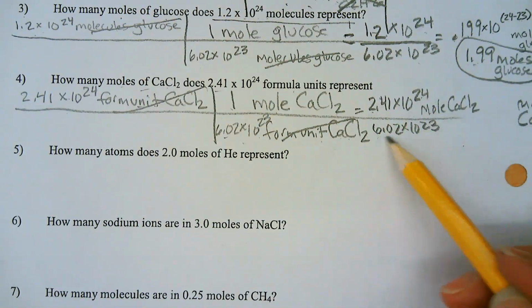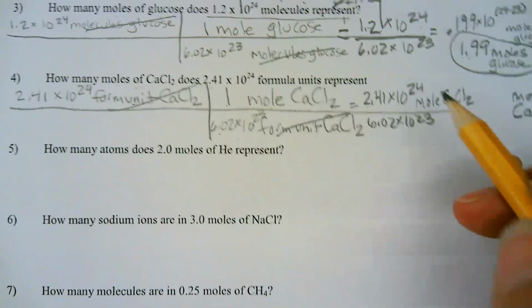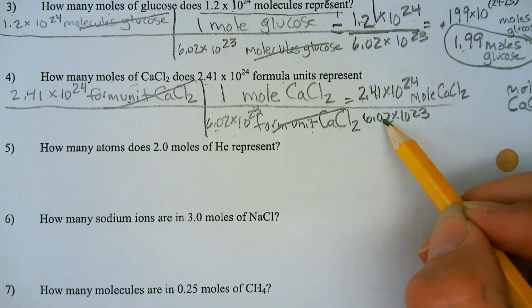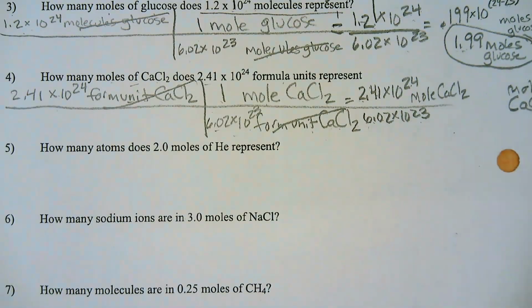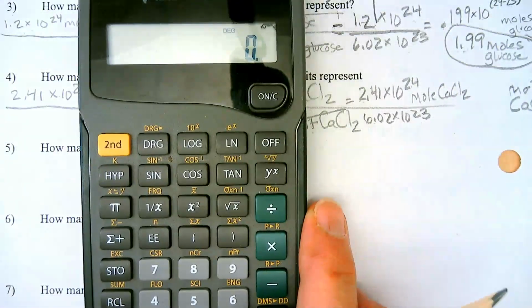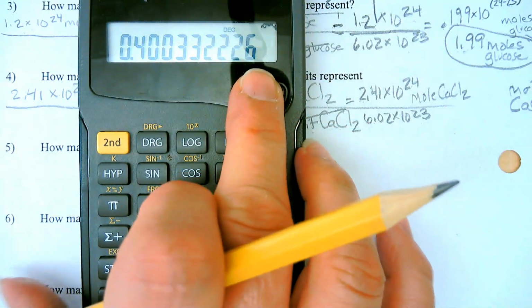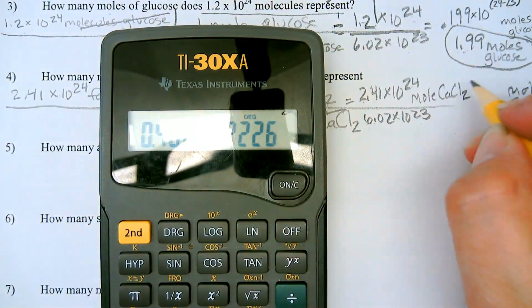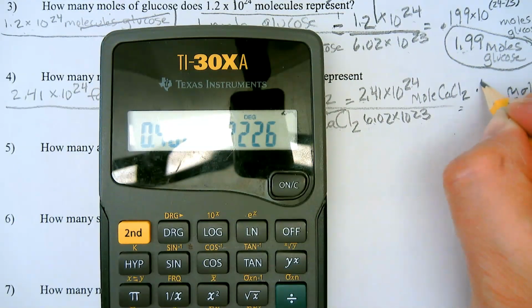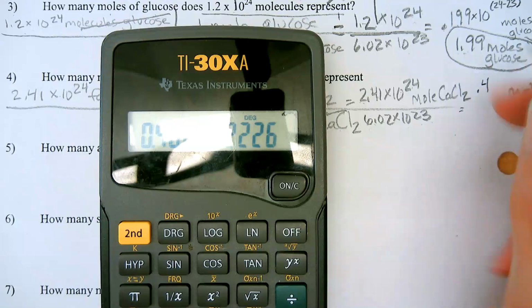All right, so we have to divide this. Again, I'm going to give you a paper that's going to show you how to divide numbers that are in scientific notation. But what you do is first you take the coefficient and divide those. So 2.41 divided by 6.02. And that gives us 0.4. And then 10 to the 24 divided by 10 to the 23.